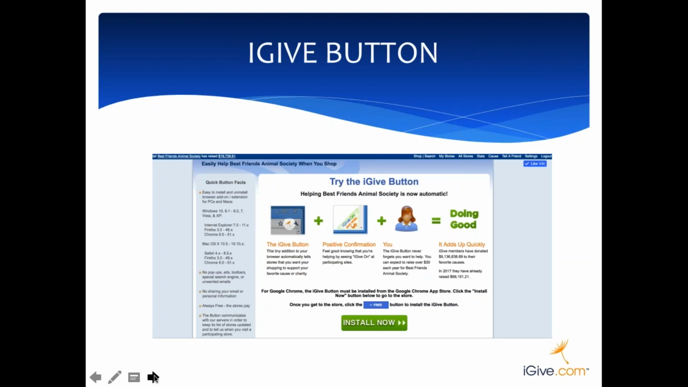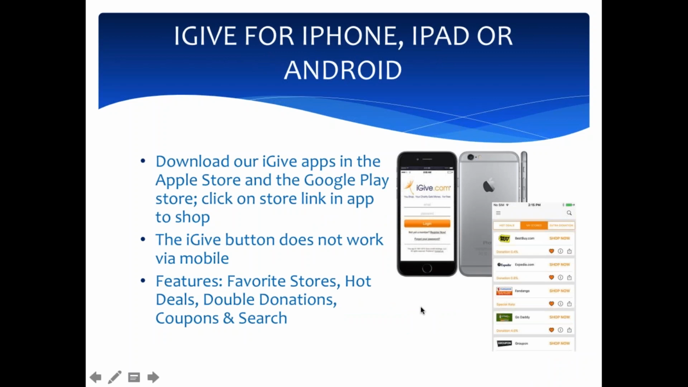We have the iGive button, which is a browser button that tracks your shopping, and that way we're able to make sure that all of your transactions are recorded and that we're giving the proper amount of money to your favorite causes. So make sure that after you've signed up for iGive, you've downloaded our iGive button as well as our mobile app to make it easy to shop on the go. We have an iGive app both for people using Apple devices and people using Google devices. And just to note, the button doesn't work with mobile.